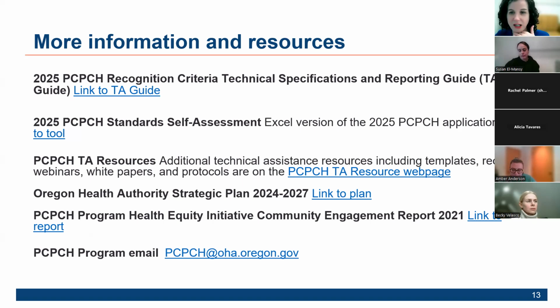I also included a link here to OHA's strategic plan. OHA just released pretty recently, earlier this year, our 2024 to 2027 strategic plan that sets the plan for the agency. And as I mentioned, our program and our standards tie into that strategic plan. So if you want to take a look at that and see where the agency is going overall, I would encourage you to do so.